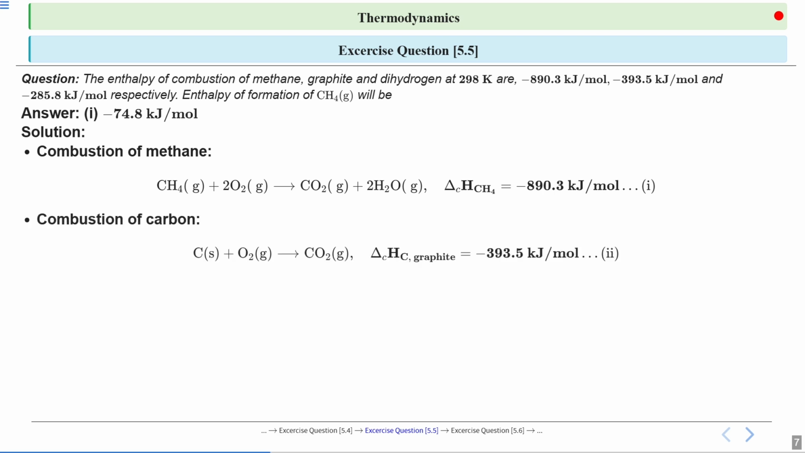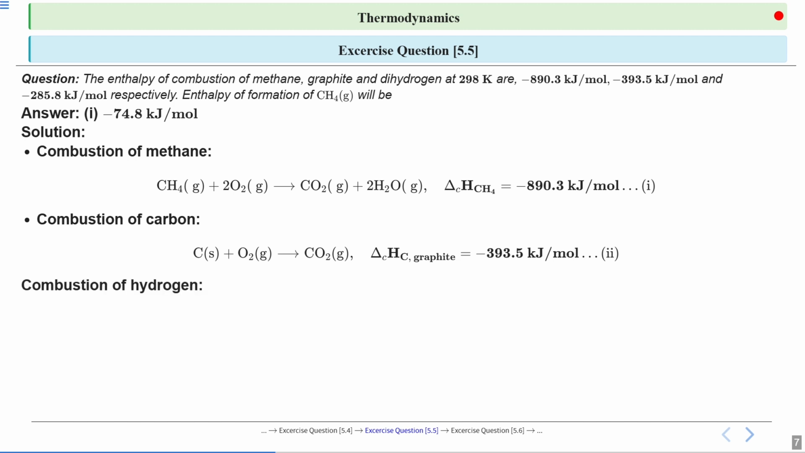Similarly, you can write it for carbon. If I ask what will be the case for carbon, the answer is that during the oxidation of solid carbon, you will get carbon dioxide. And we will take the standard form, which is graphite. In this situation, the energy released is 393.5 kilojoule per mole. Mark it as equation number 2.